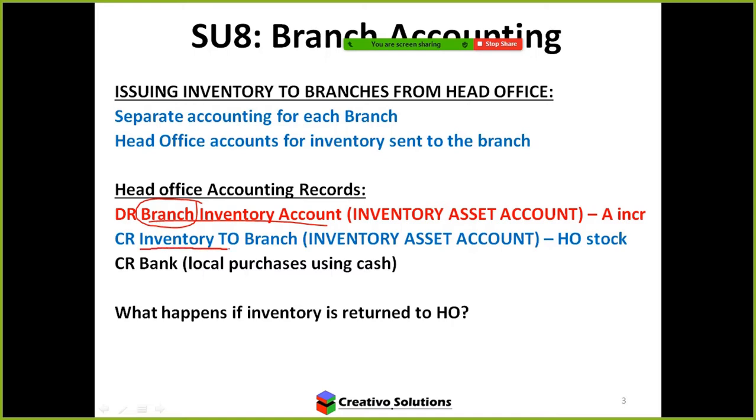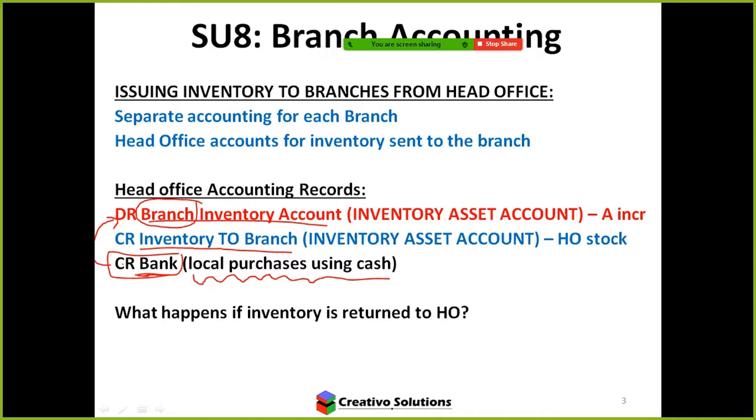Okay. Same with this one. Account number 2, inventory to branch. This is, again, accounted for by head office, but representing a head office inventory account. And then you can have bank as part of the scenario if you allow local purchases at the branch. So a branch might be able to buy its own inventory. That depends on whether the head office is giving the branch resources that they can make use of for buying certain things. Does that make sense?